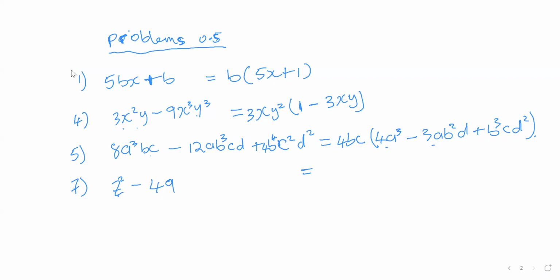Okay, so 49 is the square of 7. So I can rewrite this as z squared minus 7 squared. And it becomes a typical difference of squares that I can quickly apply my difference of squares formula to.